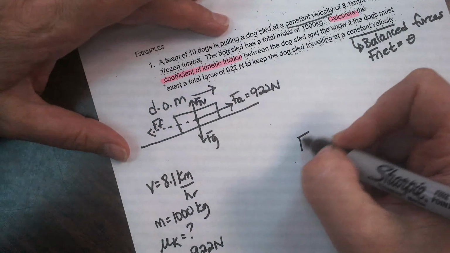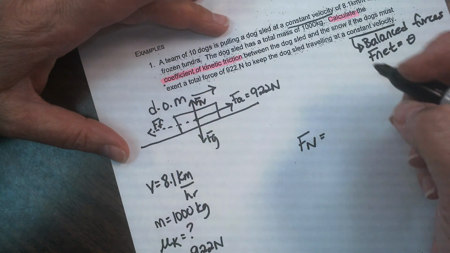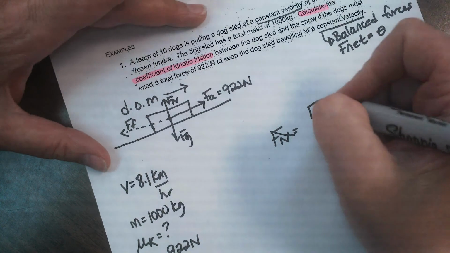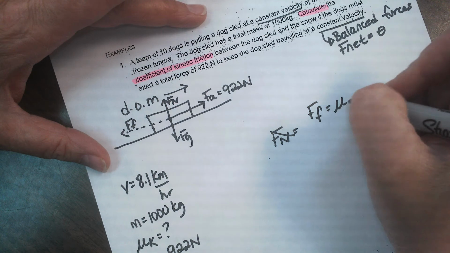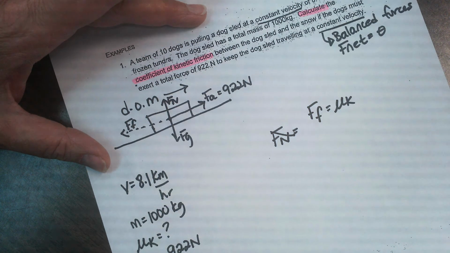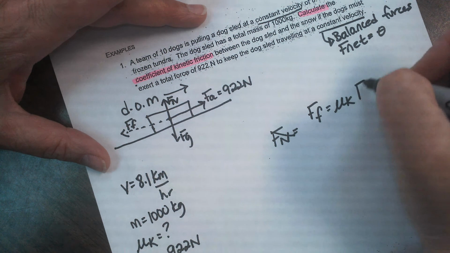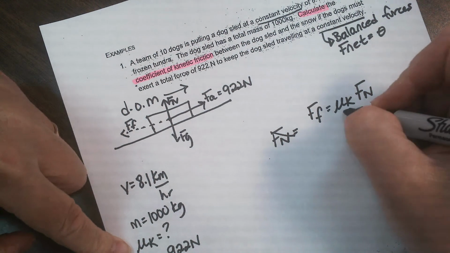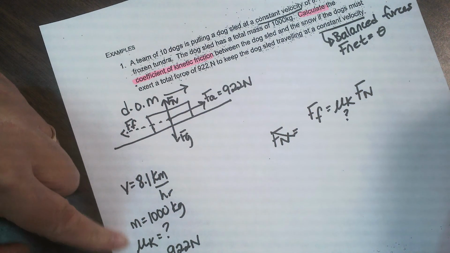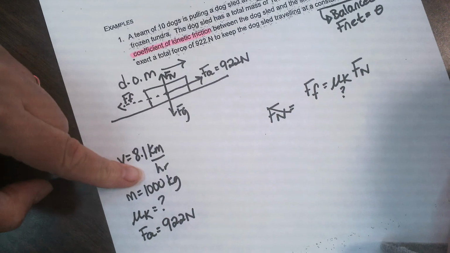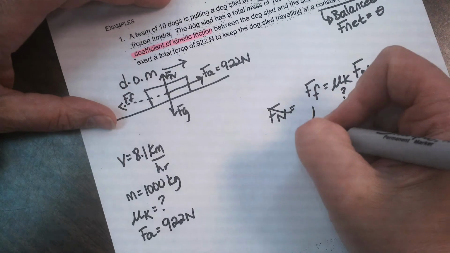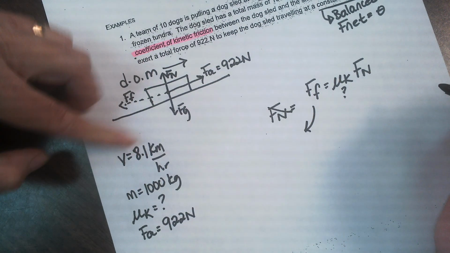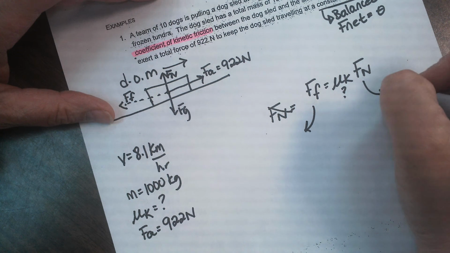So, actually, let's do it this way. Force of friction is equal to the coefficient of kinetic friction times force normal. When I go back to my list, that's what I'm looking for. Do I see in this list that I have force of friction? Nope. I'm going to have to solve for it. Do I see in this list that I have force normal? Nope, I'm going to have to solve for it.